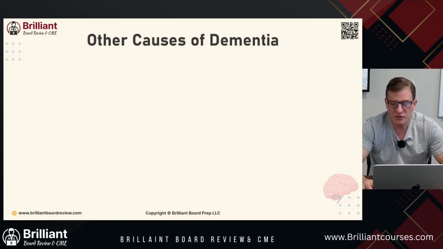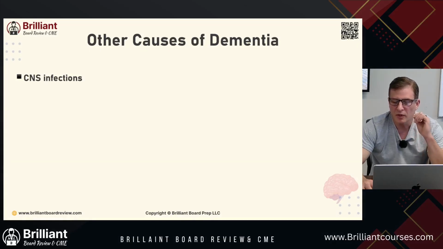Can you discuss other causes of dementia? CNS infections: cryptococcus, syphilis, HIV. Creutzfeldt-Jakob disease, which would show in the CSF the 14-3-3 protein, and EEG shows triphasic spikes.